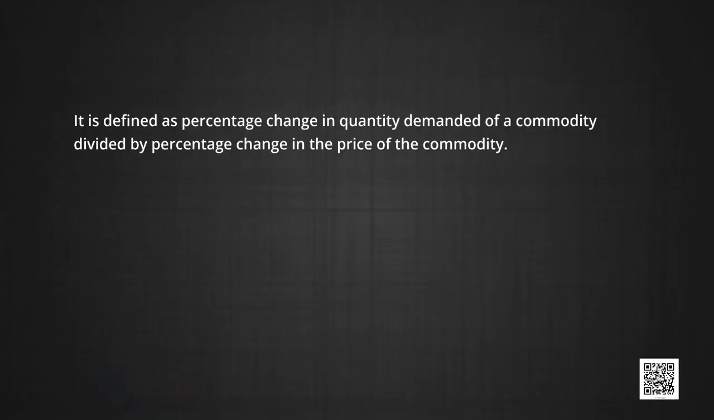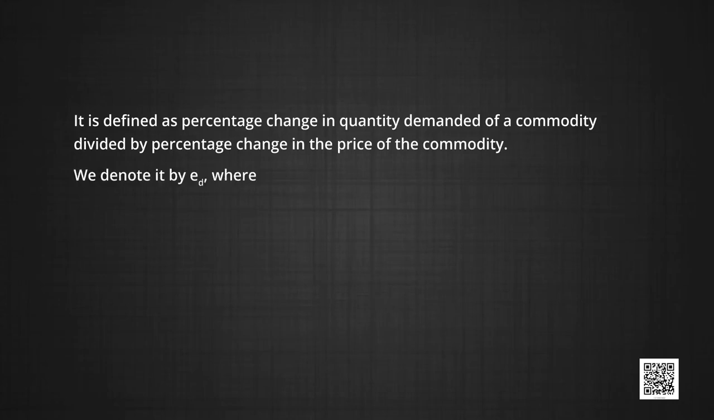We can now turn our attention to the concept of elasticity of demand. Recall that minus B was the slope of the linear demand curve, which we discussed earlier. This told us how much the quantity demanded of a commodity changed if the price of the commodity changed. We introduced here price elasticity of demand as a formal measure of responsiveness of demand to price changes. It is defined as a percentage change in the quantity demanded of a commodity divided by the percentage change in the price of the commodity.